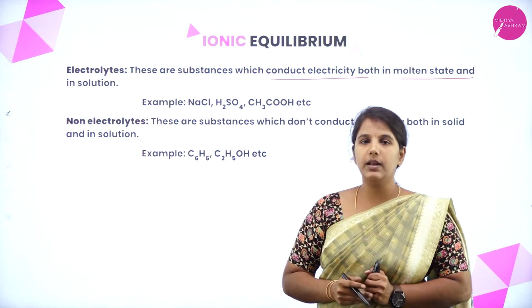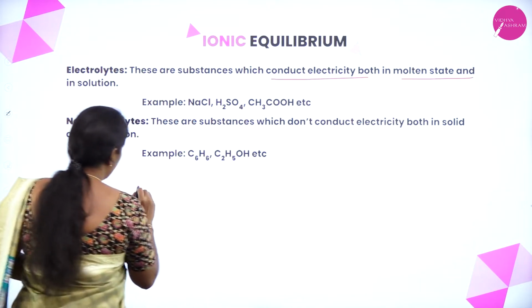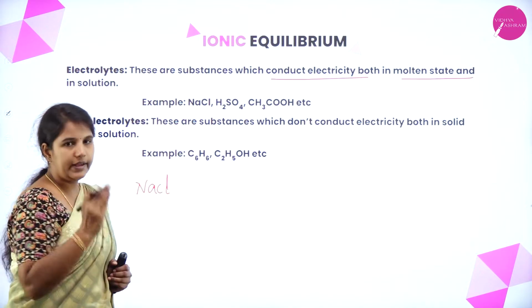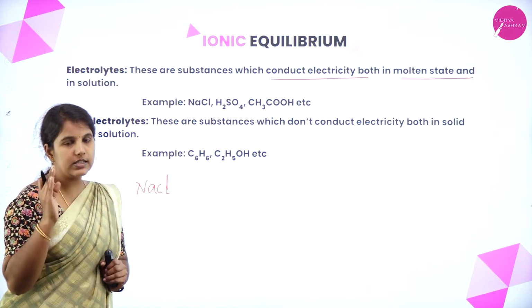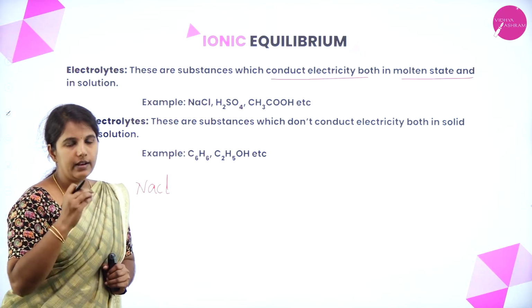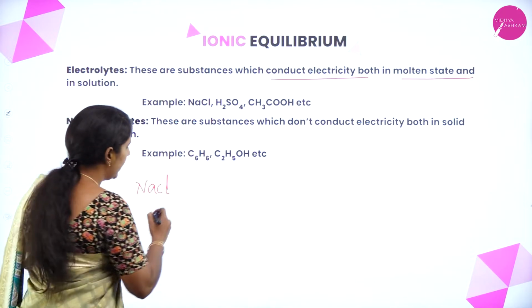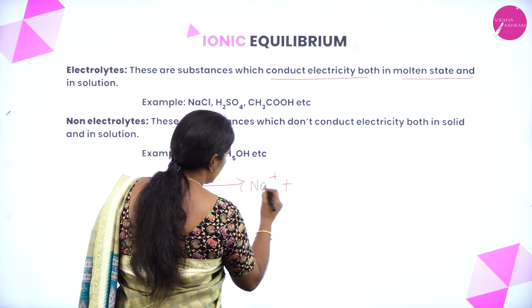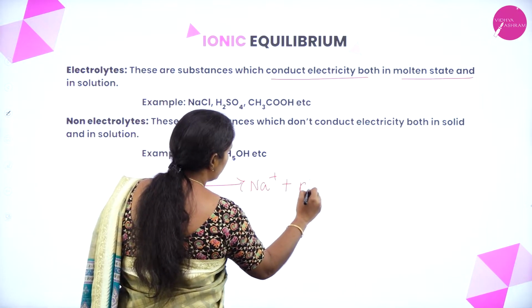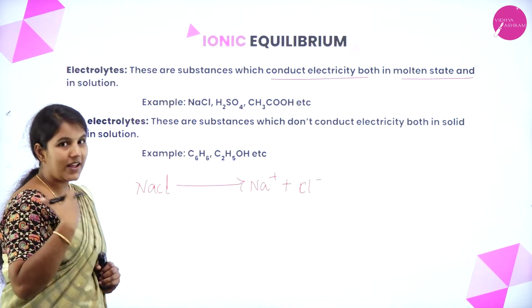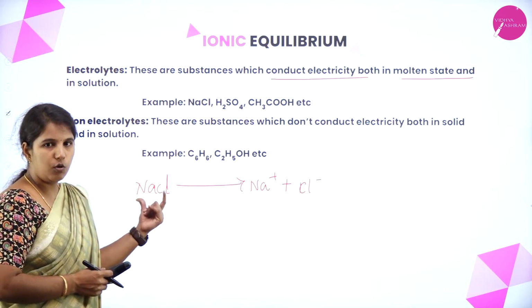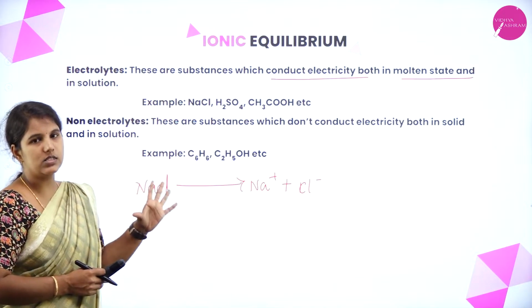The best example is sodium chloride. If you take sodium chloride, in the molten state it can conduct electricity, and in the solution state also it can conduct electricity. This is because it forms sodium cations and chloride anions. Because of the ionization, it can conduct electricity in the molten state as well as in the solution state.